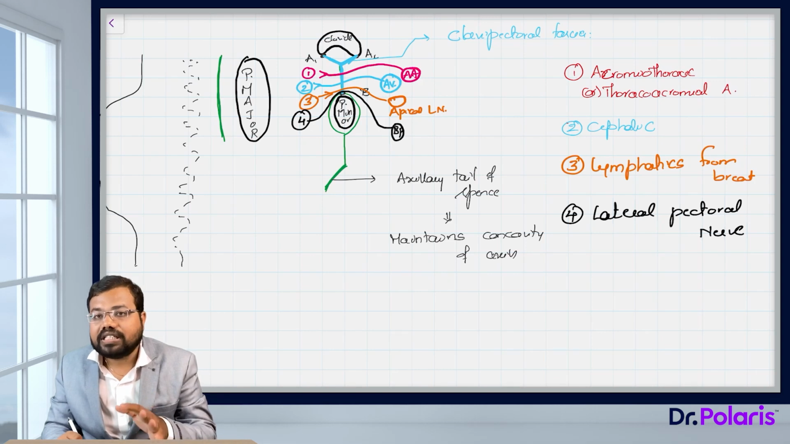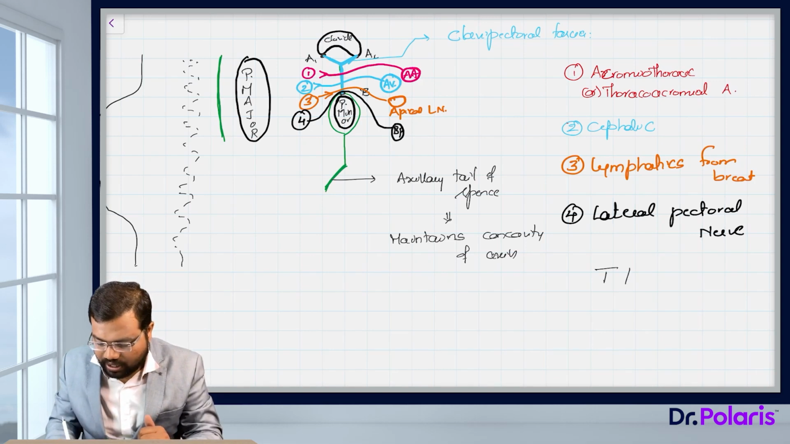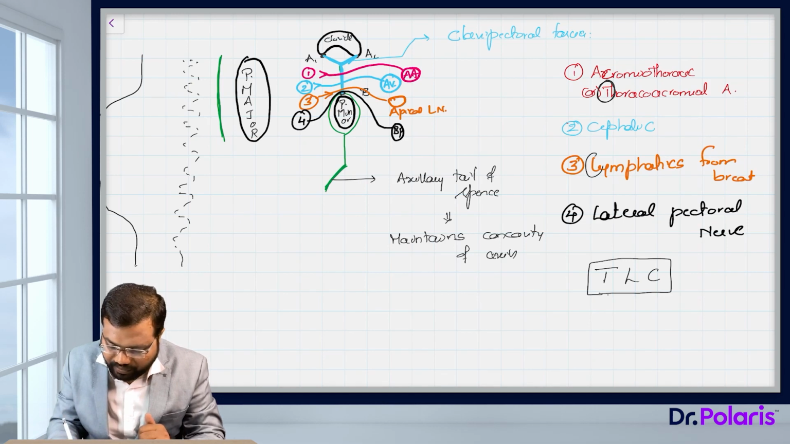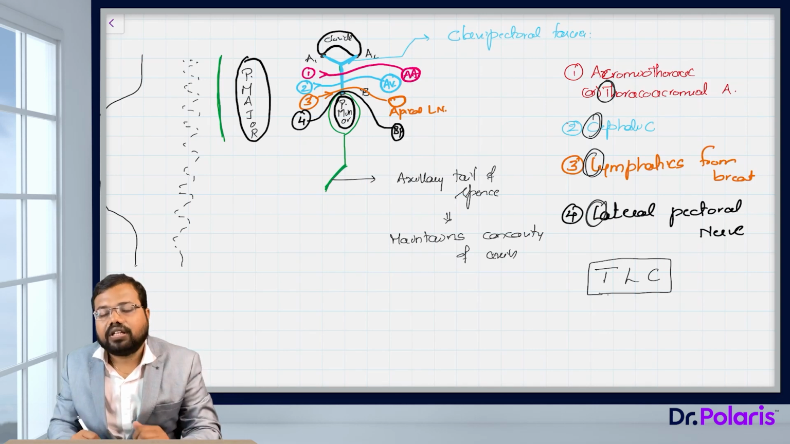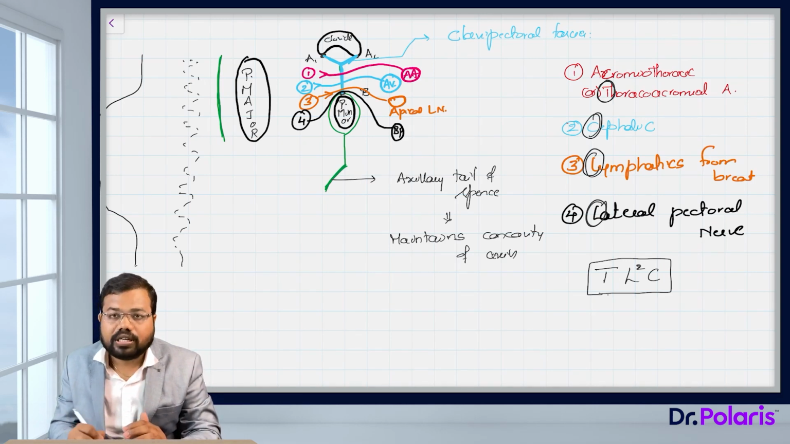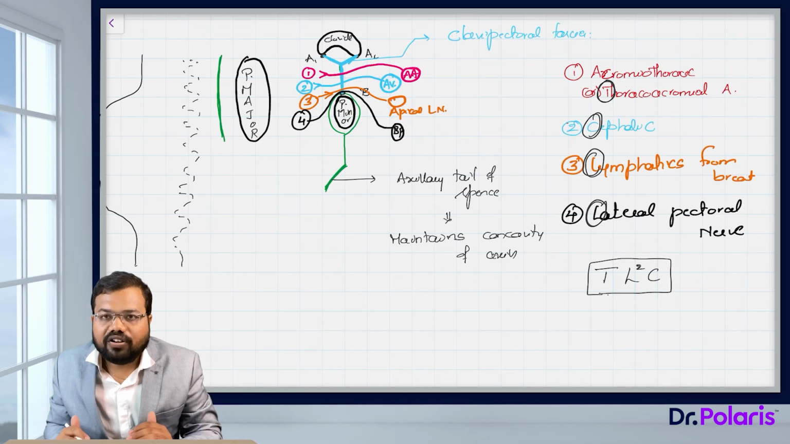Okay, and to remember the structures that pierce it, you know about an investigation called the total leukocyte count, right? So this is the mnemonic. T for thoracoacromial artery, L is for lymphatics and also the lateral pectoral nerve, and C is for cephalic vein. These 4 structures, you can say TL2C because 2 L's are present. So these are the structures that pierce the clavipectoral fascia.